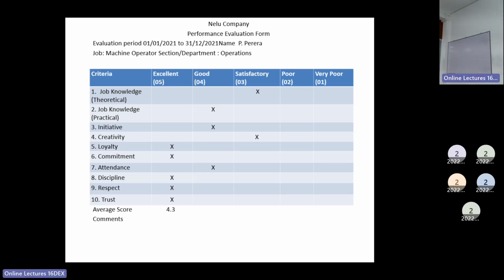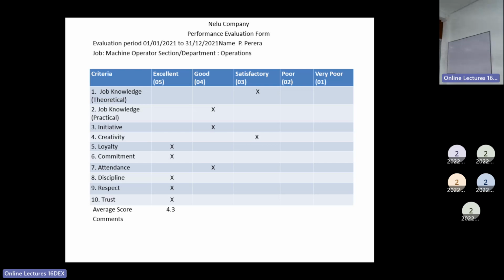Now you can quantify. You can have all these marks there. How many fives? There are 5 fives, so 25. How many fours? 3, so 4 into 3, 12. 12 plus 25 is 37, plus satisfactory 3, that is 40, plus 3 more, so 43. Total marks is 43. So that is the index that we can use to compare this particular employee with the others.